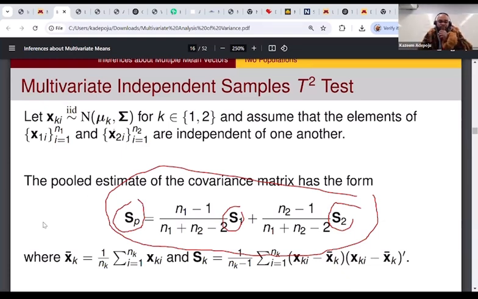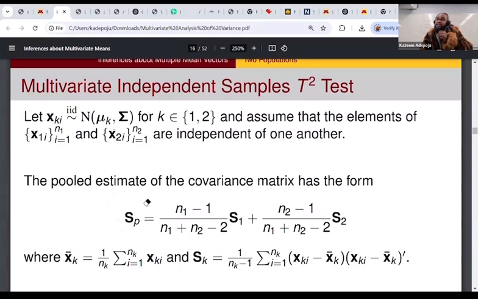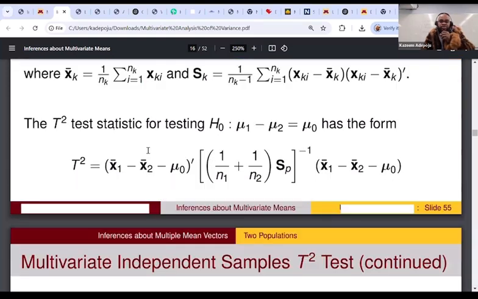Now, we're using the idea of a pooled covariance, believing that the two groups have the same covariance structure. Two groups having the same covariance structure means a similar relationship exists among the dependent variables in group one and group two. That's what we mean.